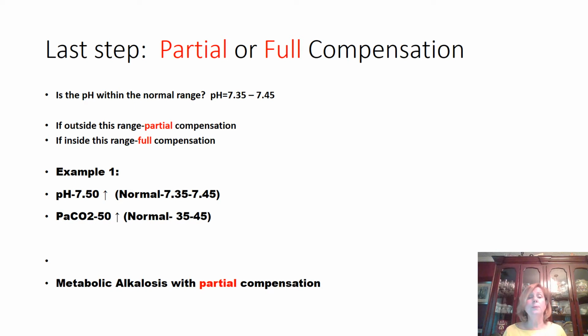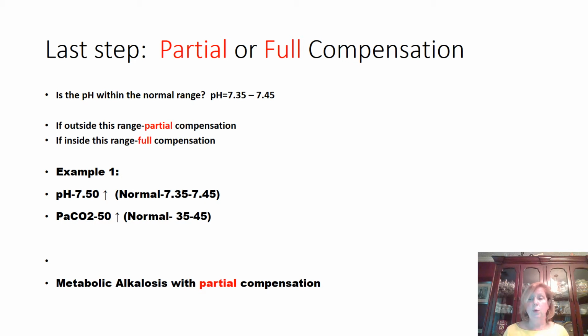All right, so is it partial or full compensation? So our normal range for pH, as we said earlier, was 7.35 to 7.45. So if it's outside this range, there is partial compensation. If it's inside the range, that means the body is able to compensate and that pH is within an acceptable range. We still need to correct the problem, but the body is coping at that moment. So in this case, the pH is 7.5. There is partial compensation. This patient is going to deteriorate a little more quickly than the one if the pH was within normal range.